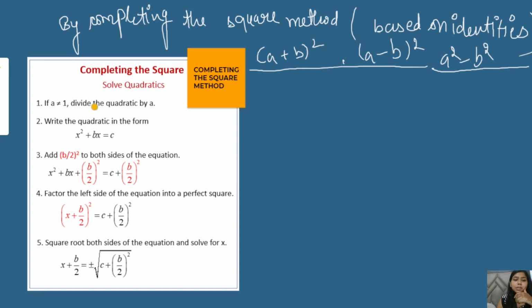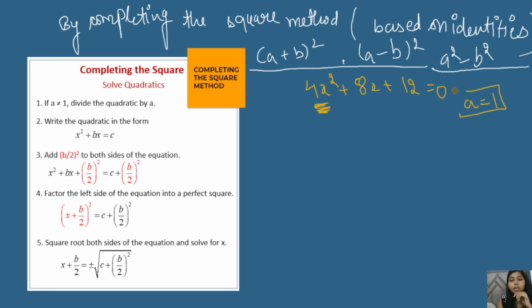So there are certain steps. These are the steps which are mentioned here, and you have to do exactly the same. So first of all, for example, this is the quadratic equation. In this particular quadratic equation, first of all what you have to do is just make this a equal to 1.